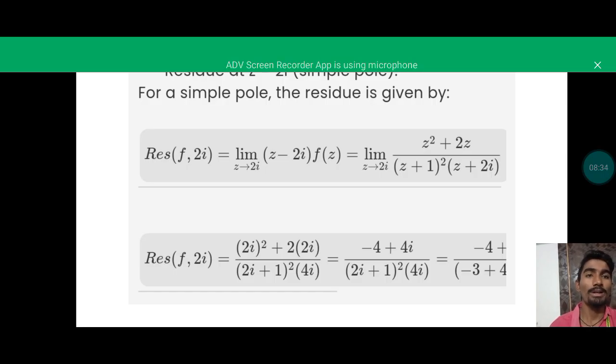And coming to the residue at 2i, it is a simple pole. For a simple pole the residue is given by the same formula. We will not evaluate this using the u by v formula, because we will apply the limits directly. The limit is 2i. We replace z with plus 2i: 2i minus 4 plus 4i, (2i plus 1) whole square into 4i.